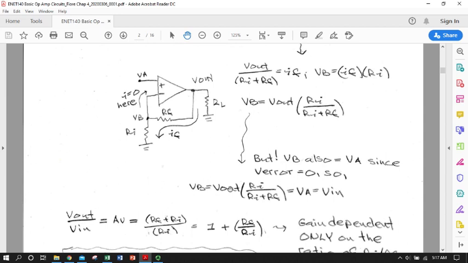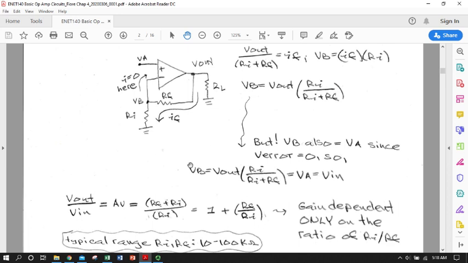V sub B is V out times V inverting divided by the series combo of the V inverting plus the R feedback. Since VB equals VA, VA equals VN. Do a little algebraic manipulation, divide Vn to the other side. We get an expression for voltage gain, and this is the gain ratio, not in decibel scale, of RF plus RI over RI, and we can distribute the 1 over RI and get 1 plus RF over RI.